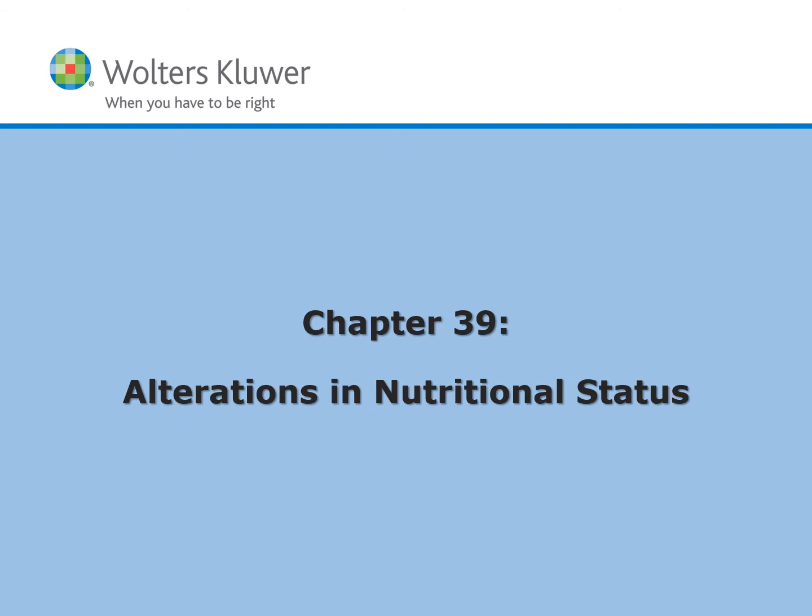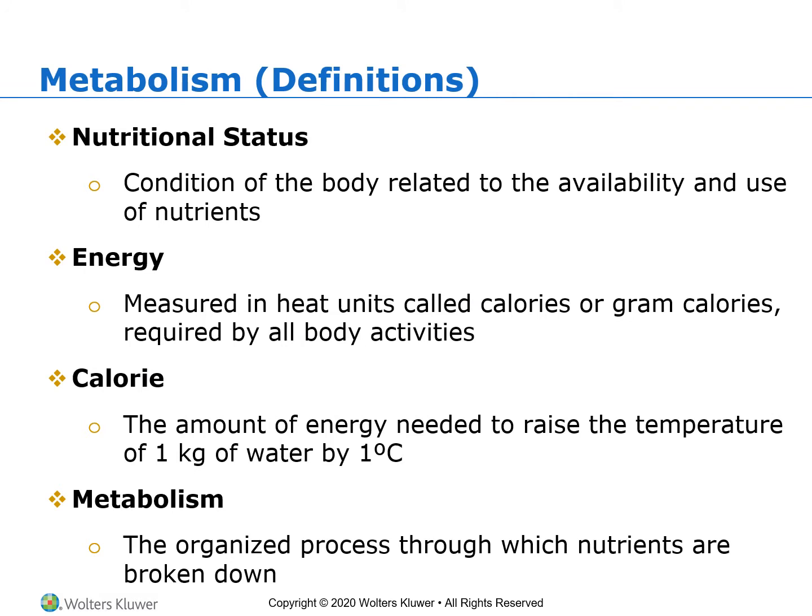We'll discuss that. To get started with, there are certain terminologies we have to get used to when we discuss nutrition. Otherwise, we're not going to understand where the alteration comes from. So nutritional status describes the condition of the body related to the availability of nutrients and the use of nutrients. Nutrients provide the energy necessary for performing the activities of daily living and for the growth and repair of body tissues.